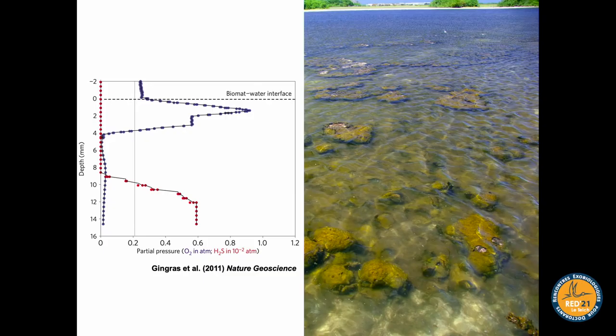Here you can see the graph on the left shows microelectrode profiles, so at very, very small scales, showing oxygen and sulfide concentrations within these microbial mats. And in fact, in that upper, very active photosynthetic layer, we have nearly pure oxygen in the top.